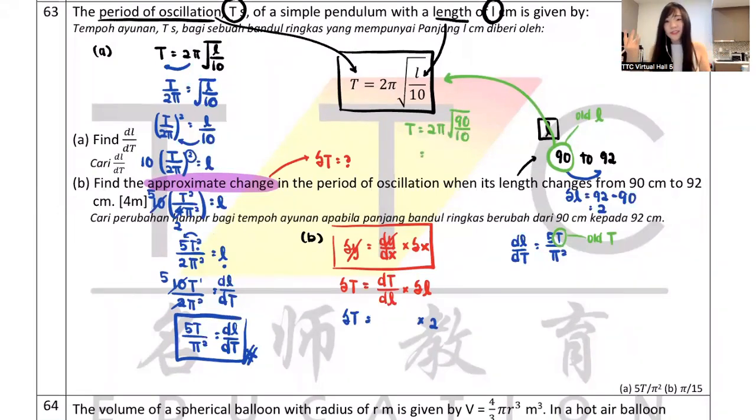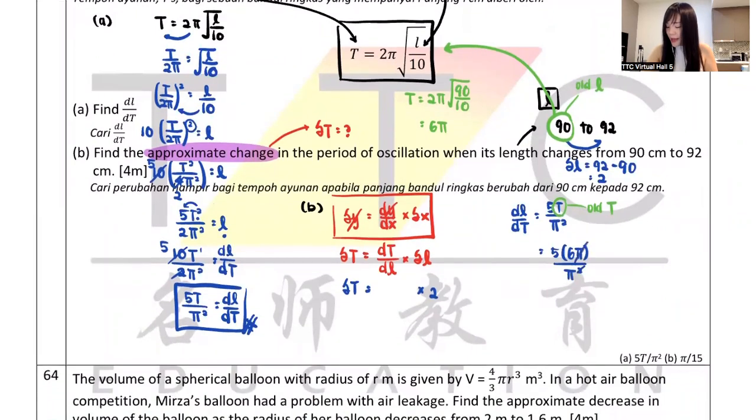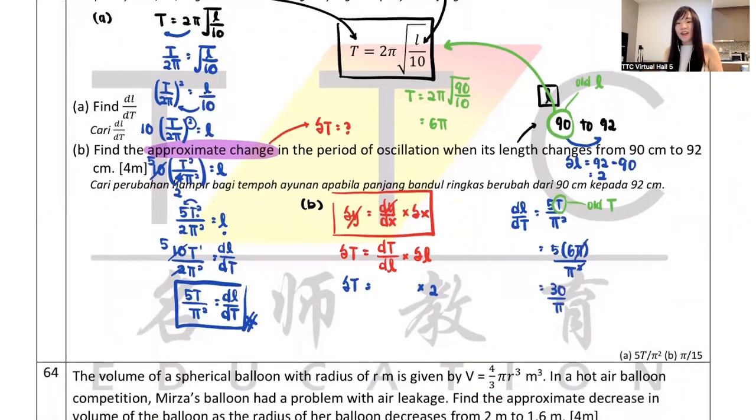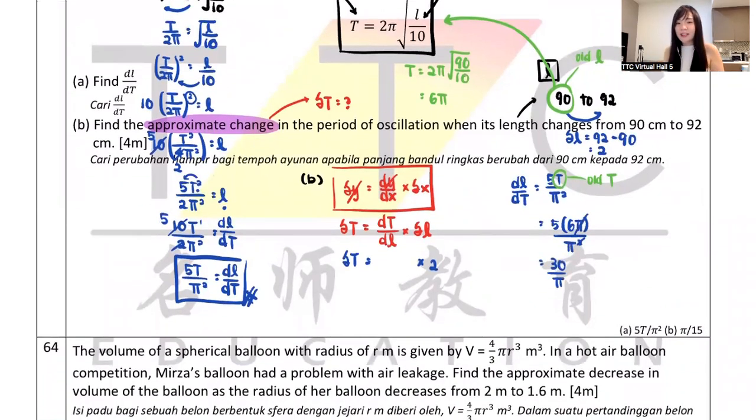I just press the calculator. 90 divided by 10, square root it, times 2π. I get, when my L is 90, my T is 6π. So now I know the T is 6π. I can straight away sub 6π inside here. See, π and π cancel, 5 times 6 is 30. You realize my dL/dT is 30 over π.